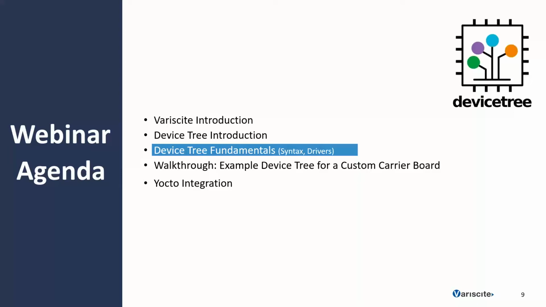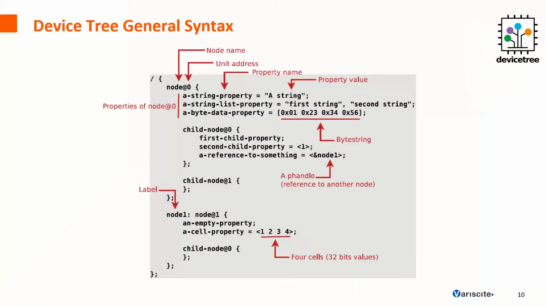Okay, so now let's jump into some of the device tree fundamentals, like syntax and driver integration. This slide here shows the general device tree syntax. Device tree is simply a tree structure of device nodes and properties. The syntax is very similar to JSON, if you're familiar with that. At the highest level are device nodes. It's possible for device nodes to have labels, which can be used to reference them from another device node. Each node will have a unit address. Generally, the unit address is the primary address used to access the device, found in the reference manual.